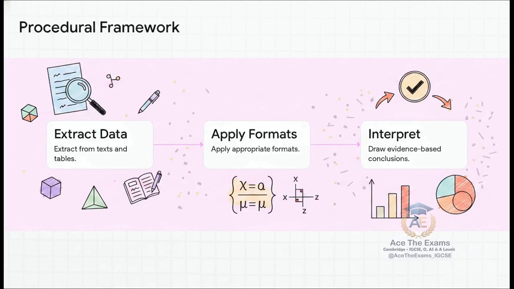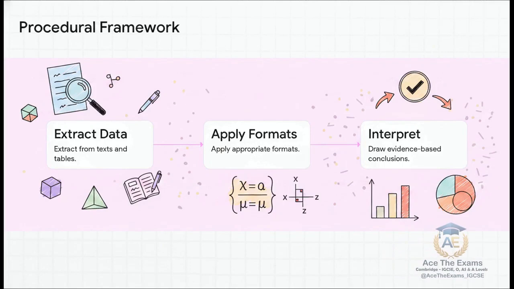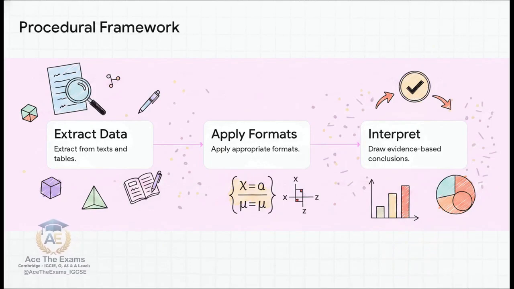Sam, however, takes a deep breath and follows the strict procedural framework. Step 1. Extract data from the question. Sam writes down the position and direction vectors crystal clear. Step 2. Apply correct formats. Sam sets up the line equations using distinct, separate parameters like lambda and mu. Step 3. Interpret relationships. Sam methodically solves the simultaneous equations for the first 2 components and then substitutes them into the third to draw a rock-solid, evidence-based conclusion. This disciplined, step-by-step approach guarantees you do not drop those easy process marks.